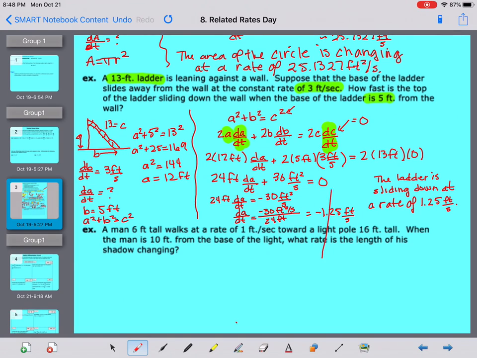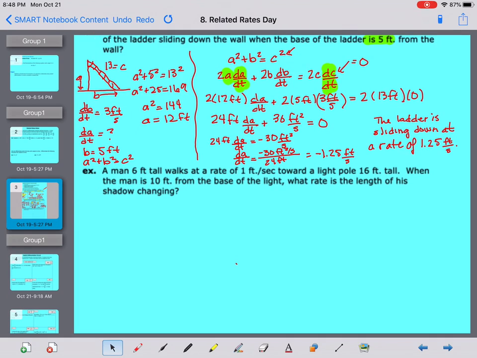Our last problem, sorry, didn't mean to do that. So our last problem is kind of a weird problem because it goes back to geometry and understanding what's going on in geometry. So this is: a man 6 feet tall walks at a rate of 1 foot per second toward a light pole 16 feet tall. When the man is 10 feet from the base of the light, at what rate is the length of the shadow changing? Okay. So we have a man that's 6 feet tall.